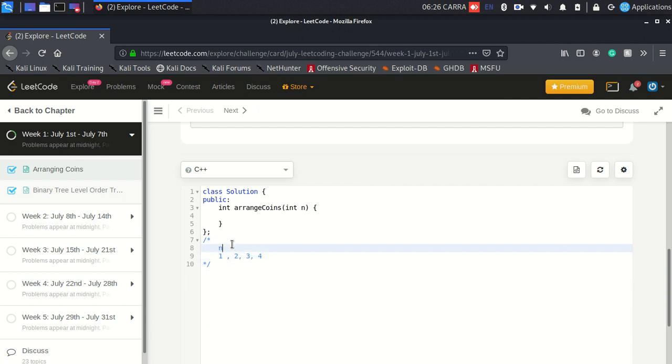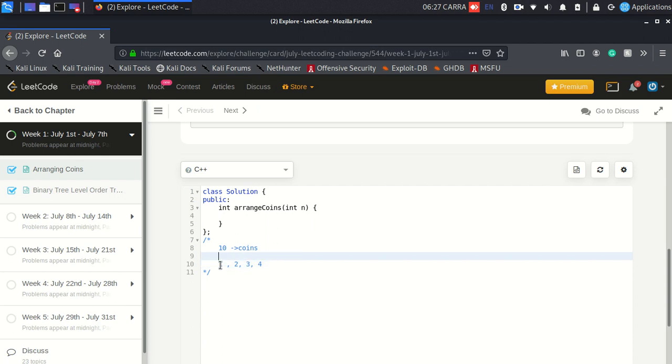Let's say I have n coins in total, and in every row I have 1, 2, 3, 4, 5, 6 and so on. If I sum all of these coins, that should be equal to n. Now this would be true only when I complete every row. So let's say I have 10 coins. I would be able to complete 4 rows, because 1 plus 2 plus 3 plus 4 is 10, right?